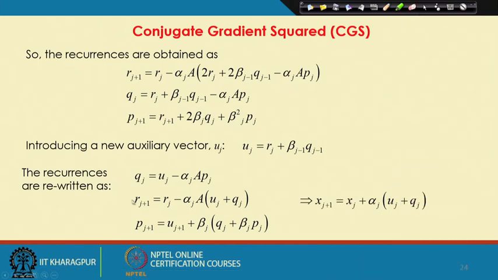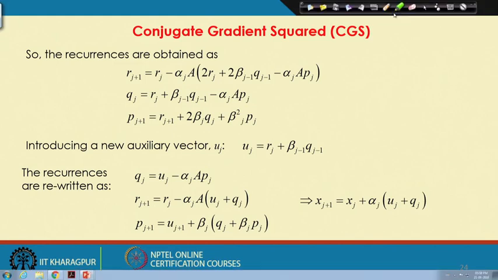And once we can get R j, we have the relation that R is equal to B minus A x. So, R j is equal to B minus A x j. So, when we have a relation for R j plus 1, we can get the update relation for x j, only the negative sign will be positive here, and this will be divided by A.